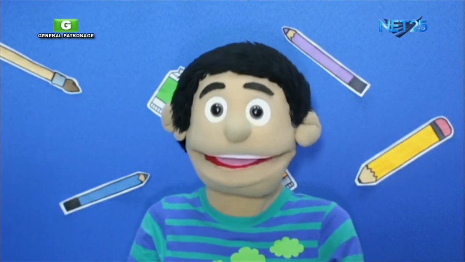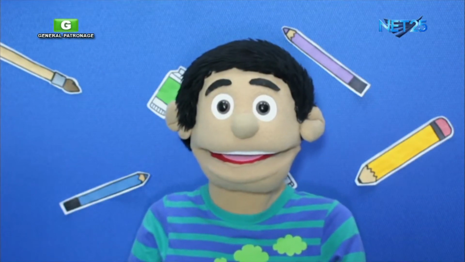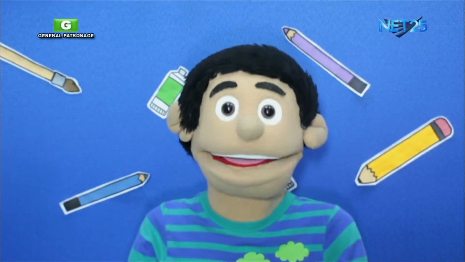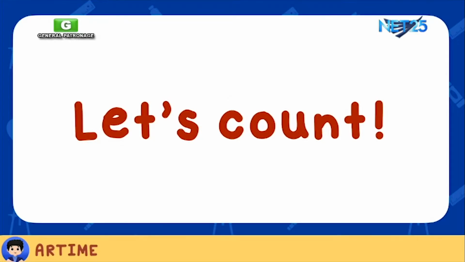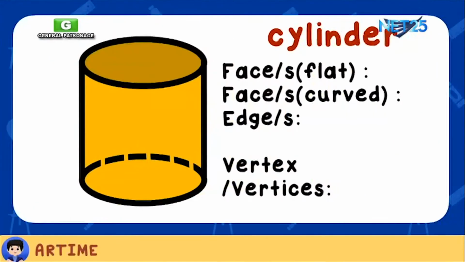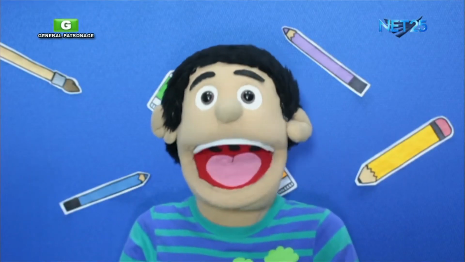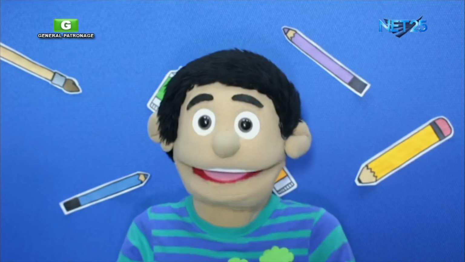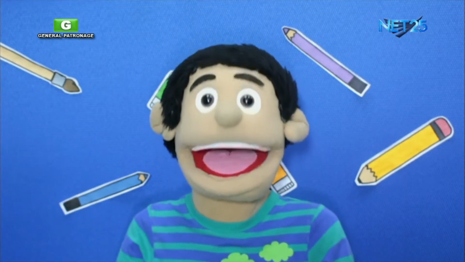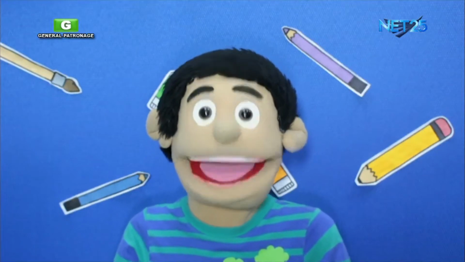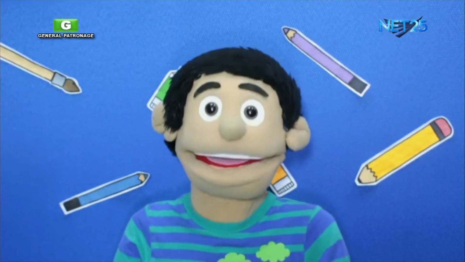Let's go to the next 3D shape. This is called a cylinder. How many faces does a cylinder have? Let's count. 1 and 2. What shape are the flat surfaces? Circle, right? There are 2 flat circles on a cylinder. One on the top and one at the bottom.